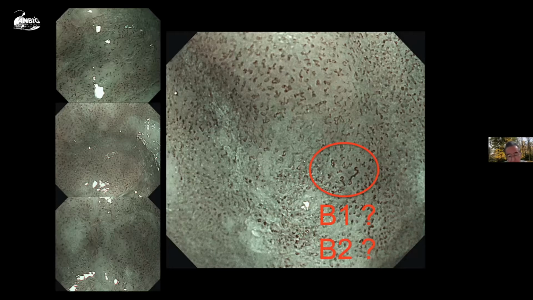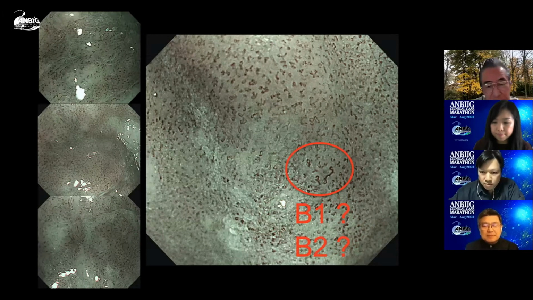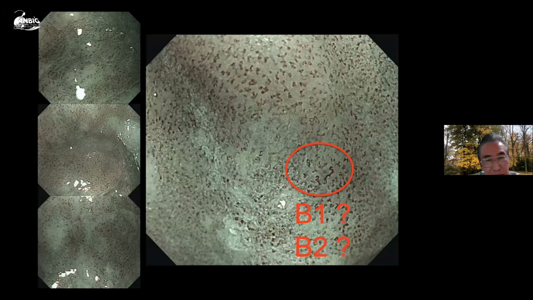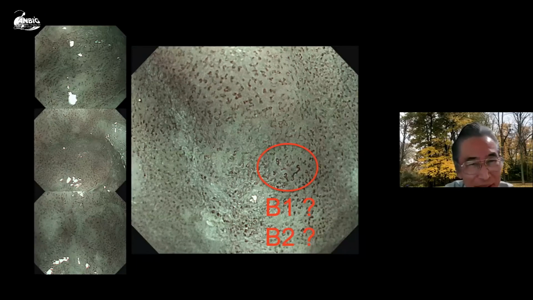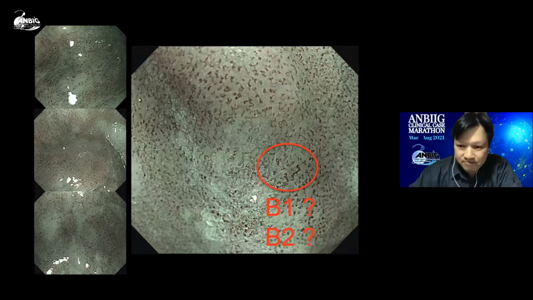The pattern is mostly B1, and only in this part the vessel actually looks like it is going horizontal, but this is just a single vessel. From the point of view of treatment, for B1 and B2 we do EMR or ESD. So I think it's okay. We can accept B1, B2, but most of the part is definitely B1. Okay, thanks for the comment.